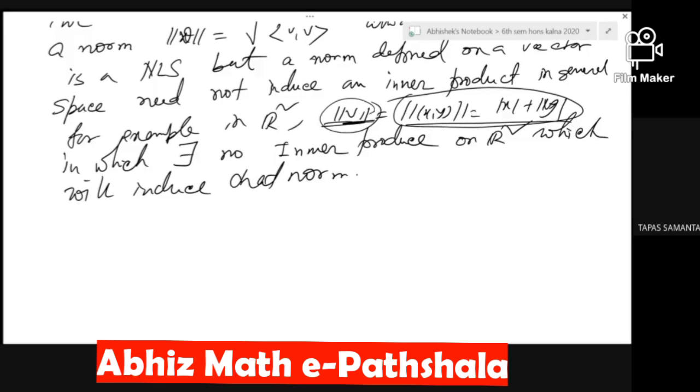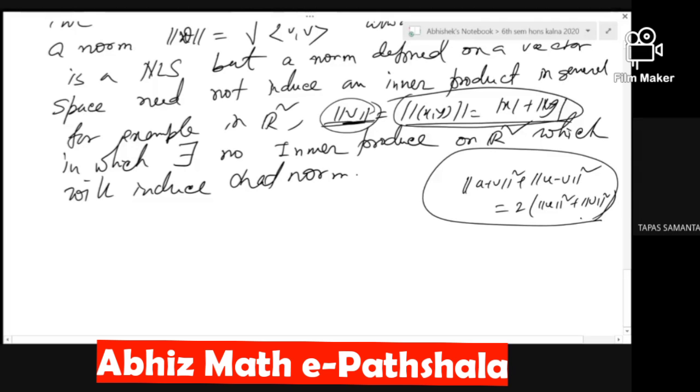So we will talk about the parallelogram law. In the previous discussion we have already talked about this. For any two vectors, norm u plus v square plus norm u minus v square equals 2 norm u square plus norm v square. So this is the parallelogram law.